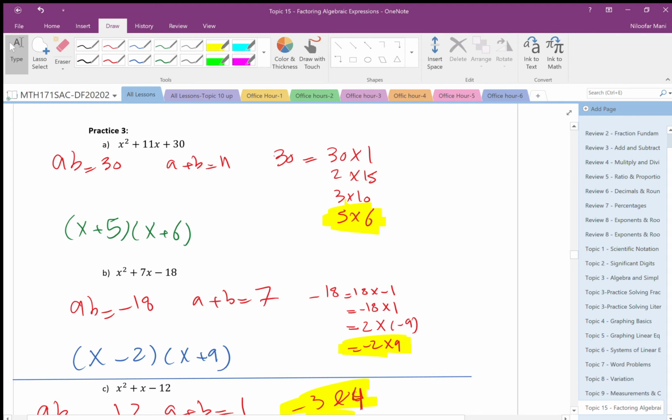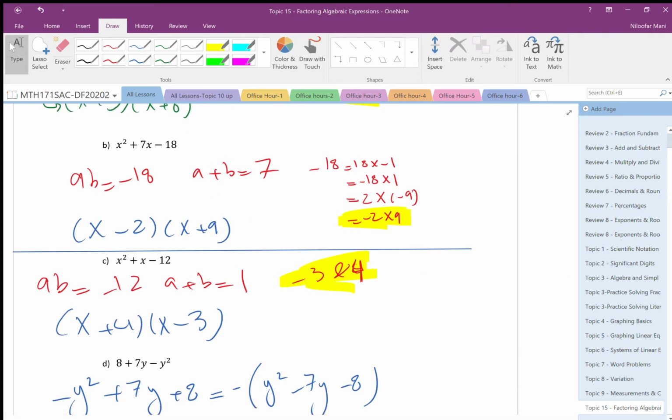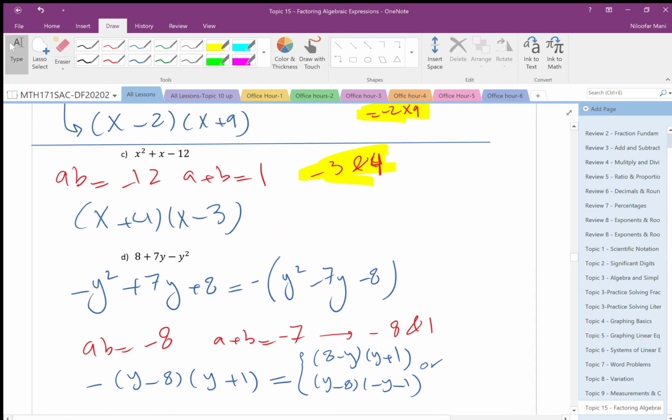So I can say x, x plus 5 multiplied by x plus 6. The next one is minus 18 and 7. Okay, minus 2 and 9. If I multiply, minus 18, if I add them, 7. Yes. How about this one? 4 and minus 3. So if I multiply, it's minus 12. If I add, it is 1.